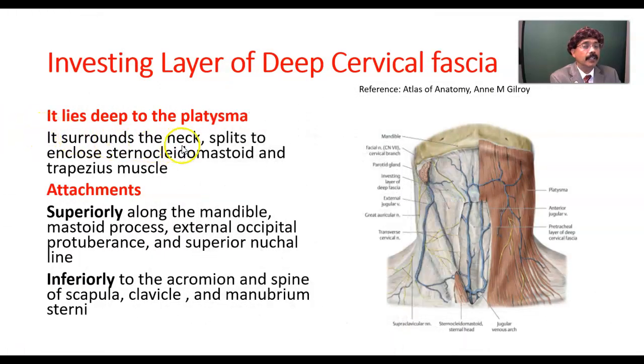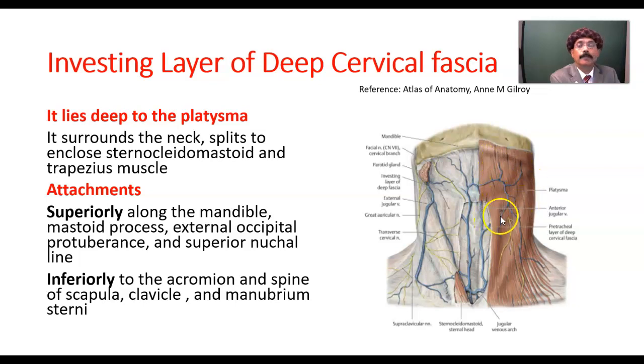So it surrounds the neck, splits to enclose 2 muscles here, the sternocleidomastoid muscle anteriorly, posteriorly the trapezius muscle. Okay, here it is. Trapezius, this is the sternocleidomastoid muscle anteriorly, posteriorly the trapezius muscle. And this layer of the deep cervical fascia is beneath the platysma. Platysma is a subcutaneous muscle. This is a muscle of facial expression. The investing layer of this cervical fascia is deep to the platysma.